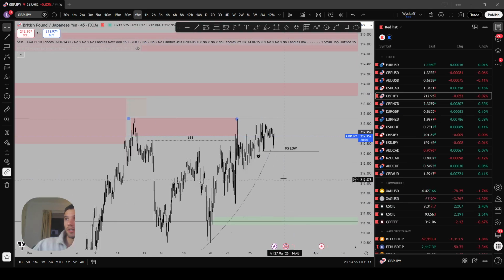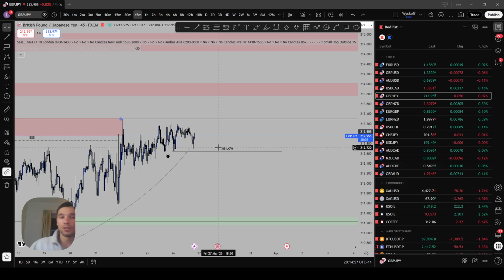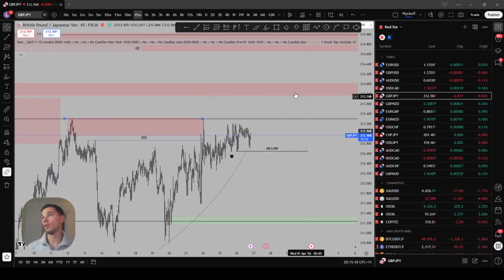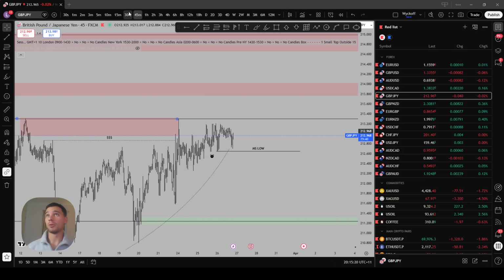You can obviously get a refined entry if you enter somewhere in here, but you're entering based on a guess or an estimate. You're not entering based on a confirmation. So price may never actually break this microstructure low, and you're just pre-entering thinking that it will break it, but it never will, and it will just continue climbing higher to maybe mitigate some of this supply above. So yeah, that's why I'm not entering at the moment.